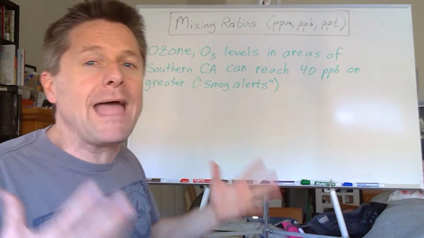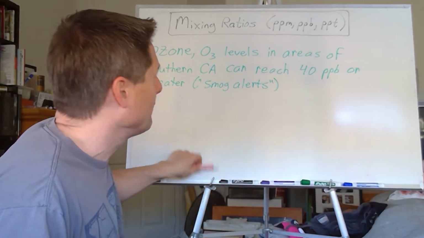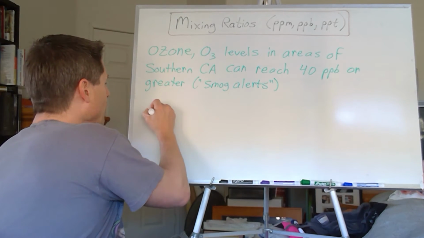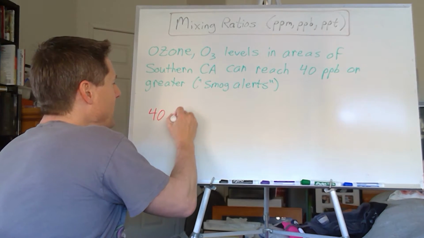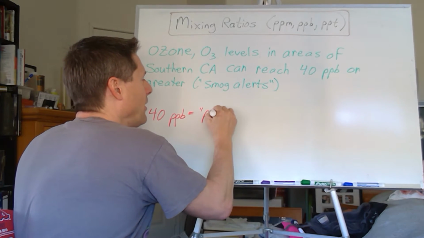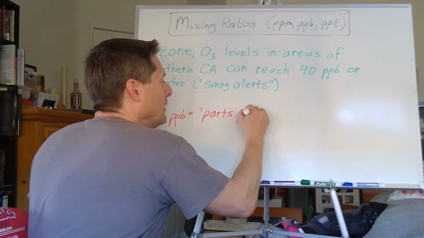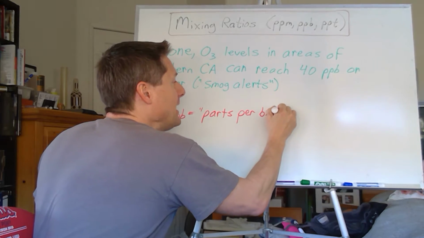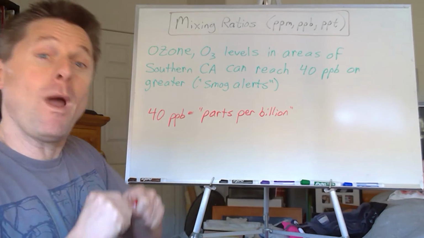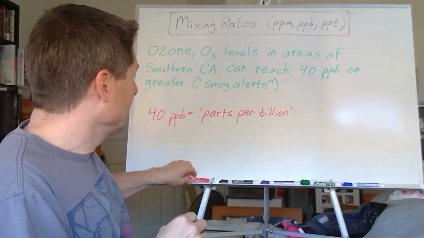But let's see, what would 40 parts per billion mean if we wanted to write that as a mixing ratio? So 40 ppb is parts per billion, right? I can't help but think of Dr. Evil when you think of 1 million, 1 billion. So what does that mean?